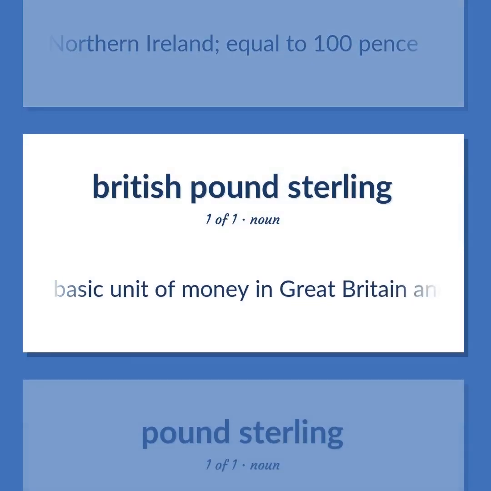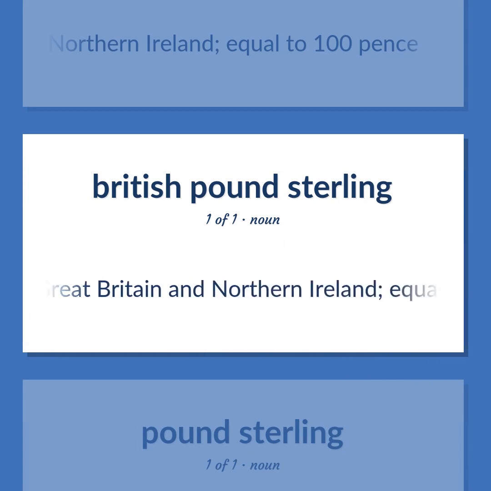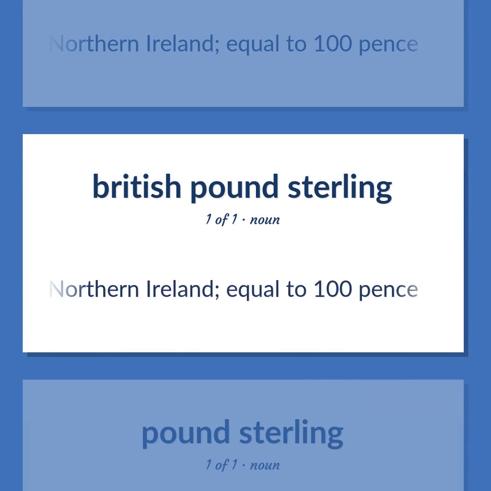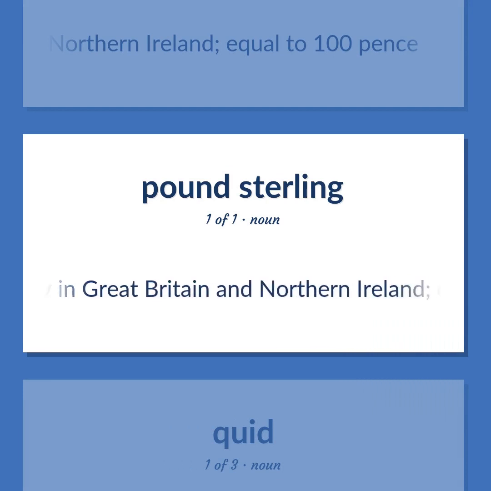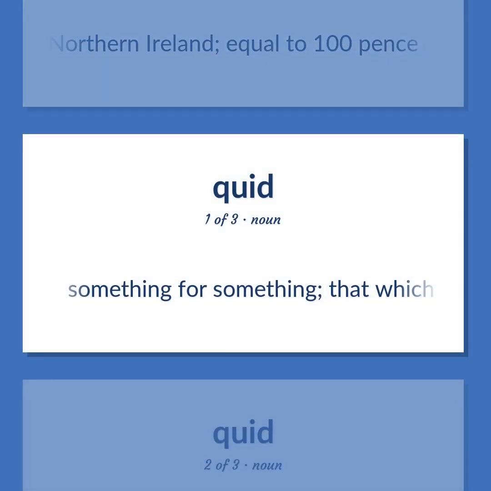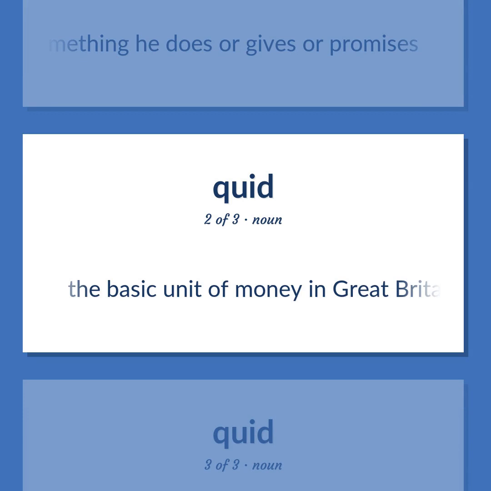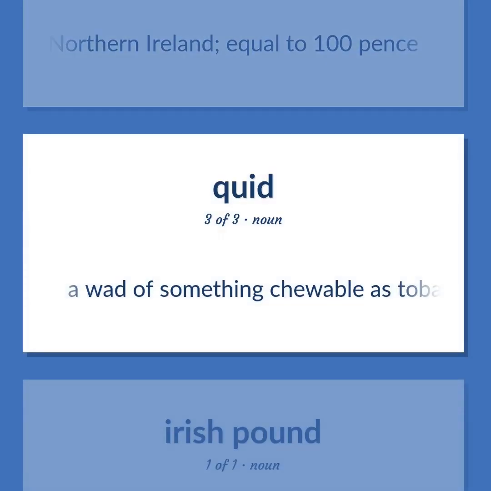The basic unit of money in Great Britain and Northern Ireland, equal to 100 pence. Something for something, that which a party receives, or is promised, in return for something he does or gives or promises. A wad of something chewable, as tobacco.